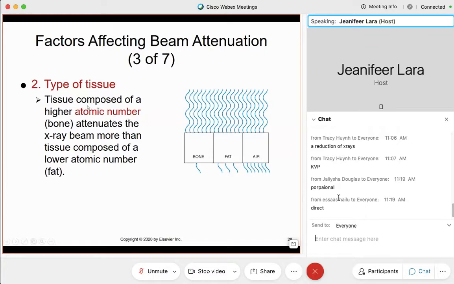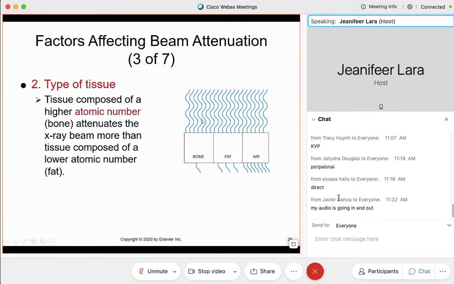The atomic number makes a difference. So when the atomic number is high of the element or type of tissue that we're talking about, it has the ability to attenuate more of the X-ray beam, as opposed to a lower atomic number. Okay, so here they're using the example of bone and fat. Let's take a look at the diagram.